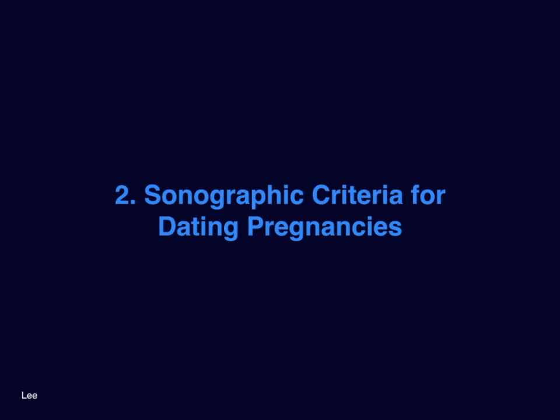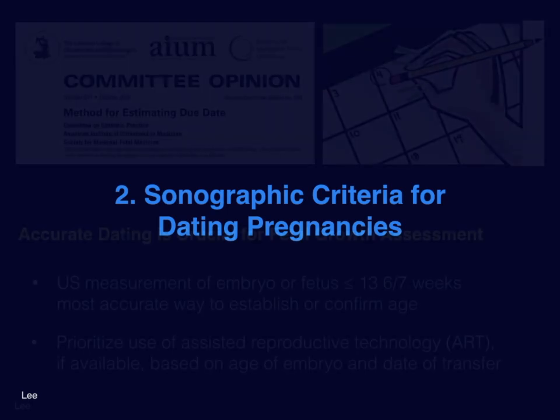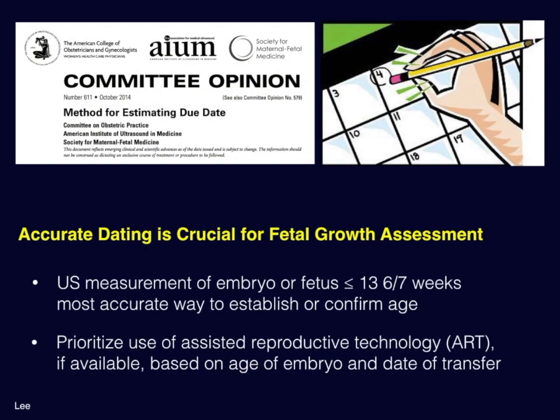An essential prerequisite for appropriate evaluation of fetal growth disorders requires accurate assessment of dating pregnancies. The AIUM, ACOG, and SMFM have developed joint guidelines for estimating delivery date, or EDD, based on the last menstrual period and an early dating ultrasound examination that is ideally performed less than or equal to 13 and 6/7 weeks.